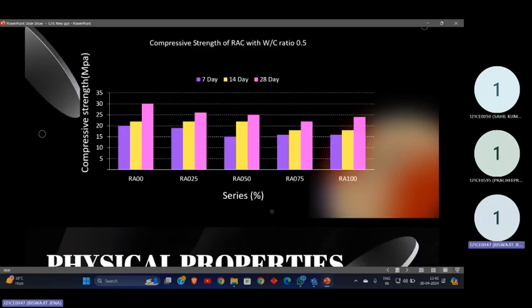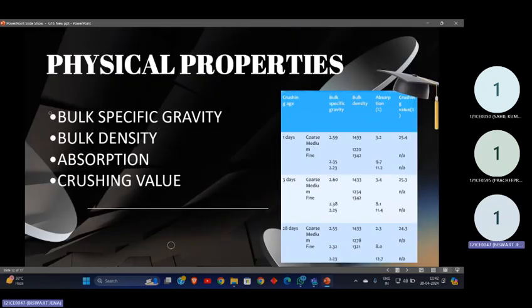I will invite Sahil to proceed with the physical properties of the RCA. Thank you, Biswajit. So let's start with physical properties.